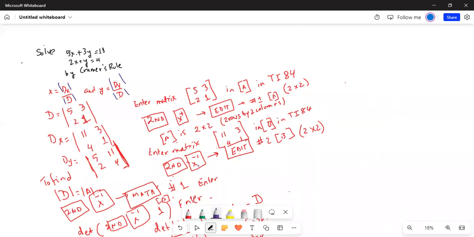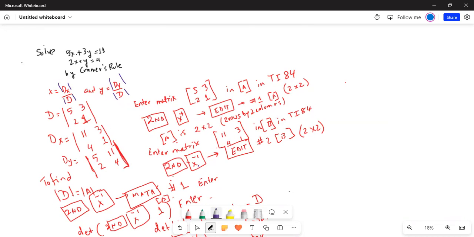How do you do that? Second x inverse, edit, number 1, which is matrix A. Make it a 2 by 2. The first number 2 is the number of rows, and the second number 2 is the number of columns. So A is a 2 by 2, 2 rows by 2 columns.